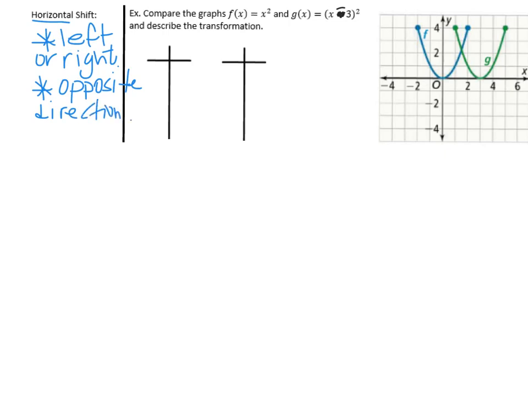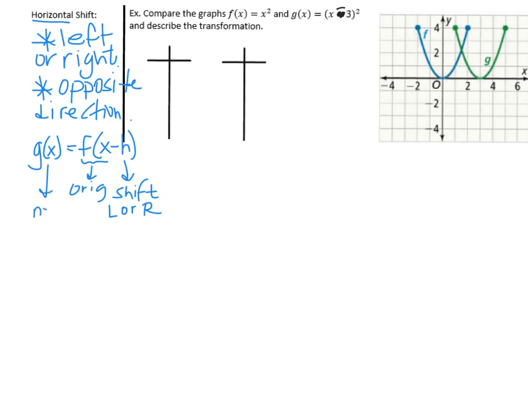The definition would be our new function is a transformation of the original function. And now we're going to use the letter h to represent the direction. That means that f of x is the original function. In our case, it's a parabola again. H is the shift left or right. And then g of x is the new function.